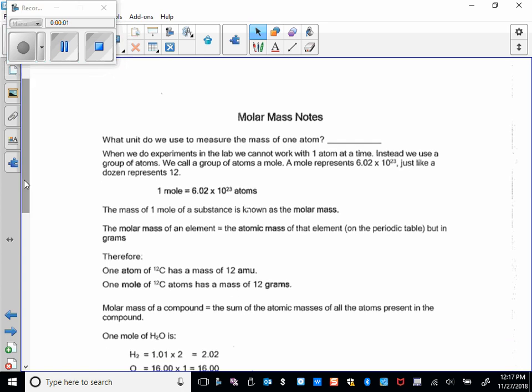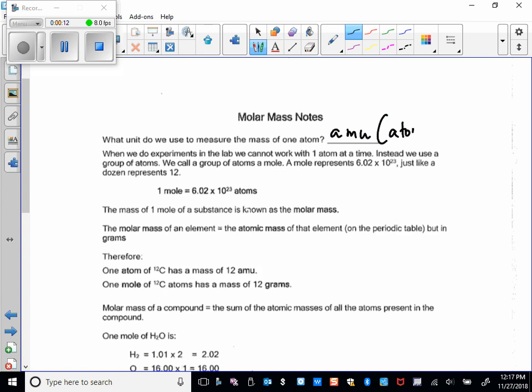Now, when we measure the mass of one atom, what do we measure in? In atomic mass units, which means for one single atom, atomic mass units. That's the mass of one single atom. Yes. You give what? You give?